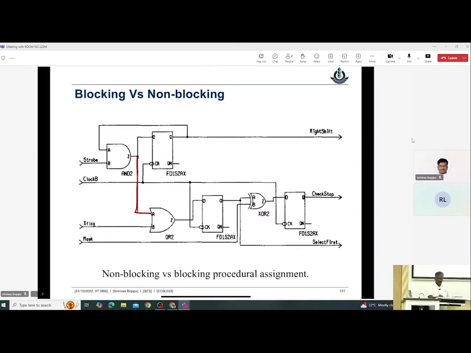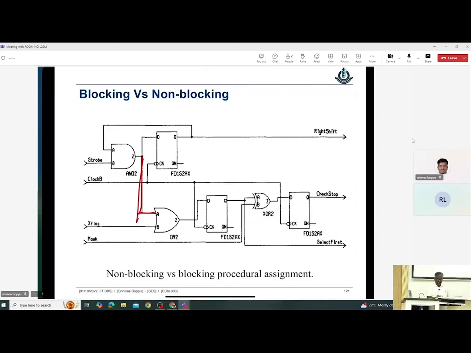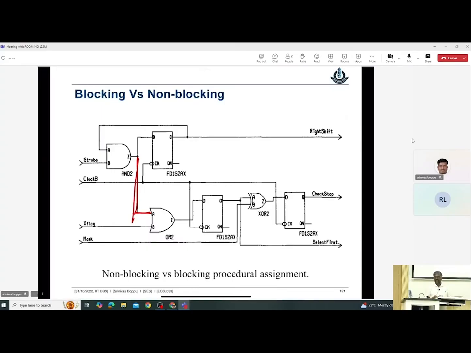The updated value is already a right shift multiplied, let us say, with an AND gate with strobe, and so on. So we should really take that one with the X flag and calculate the select first. You might have instead taken this one here, and that is wrong, that is what I am saying.